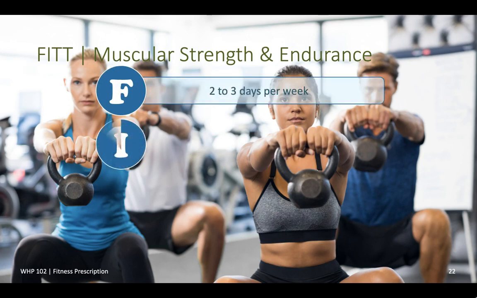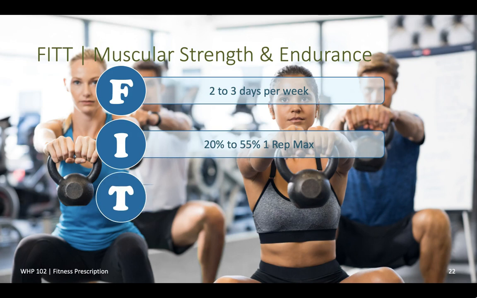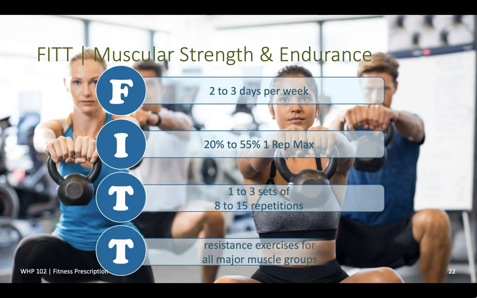Frequency is 2 to 3 days per week of exercises that train all major muscle groups using enough repetitions and sufficient resistance to improve muscular strength and endurance. Intensity is determined using greater than 55% of your 1 rep max for muscular strength and less than 50% of your 1 rep max for muscular endurance. To increase muscular strength, you need higher intensity and fewer repetitions and sets. Again, use a resistance of more than 55% of your 1 rep max, performing 2 to 4 sets with 8 to 12 repetitions per set.